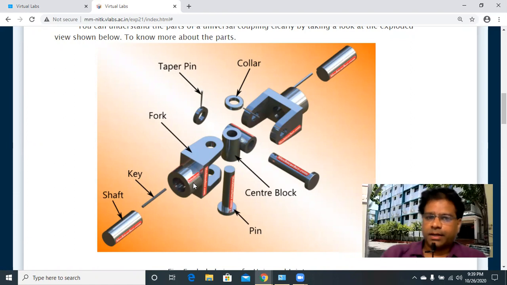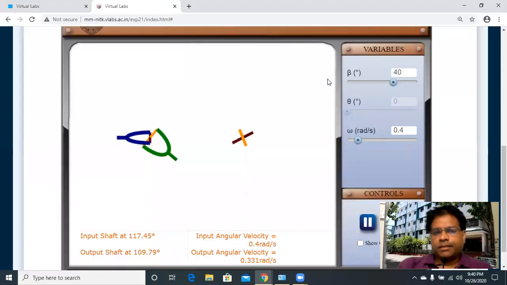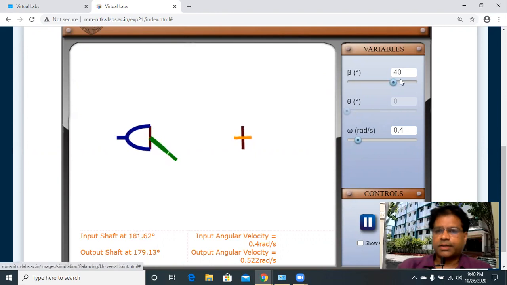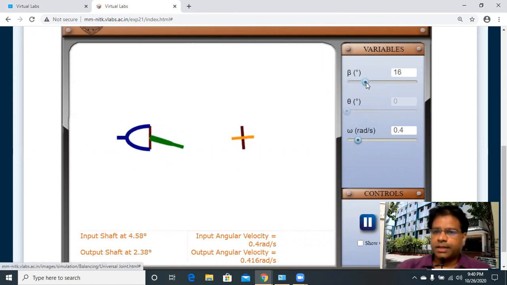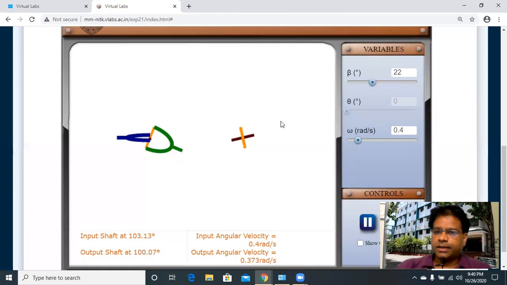But when the angles of the shafts are different, other than a straight line, the angular velocities will be different. So this is the animation part of our universal joint. These are the variables. Beta is the angle between two shafts. If I make it 0, we can see that the input shaft, blue, and the output shaft, green, are along the same line. Now, if I increase this beta, let us say I am increasing the angle between two shafts to say 22 degrees, you can see that the angle is different.